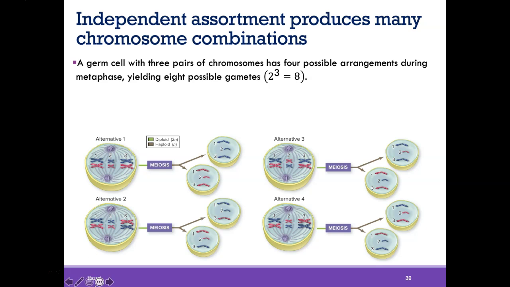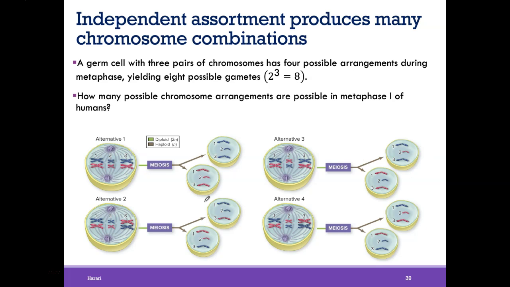And with 3 pairs of chromosomes, that means we have 4 possible arrangements that can give us 8 possible gametes, right? 2 to the third. Since we have 3 pairs of chromosomes, each of those 3 pairs of chromosomes has 2 possibilities. So that gives us 8 possible gametes.